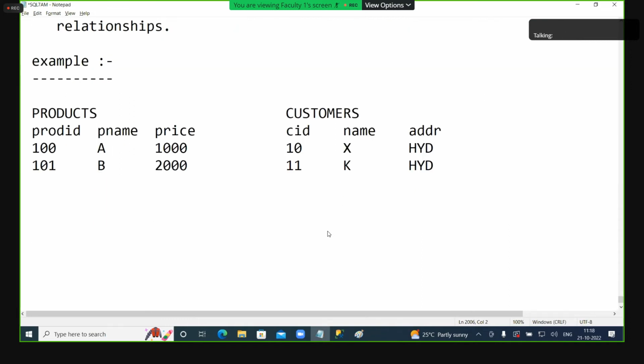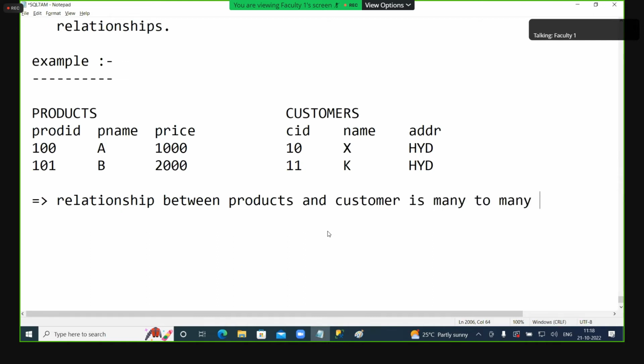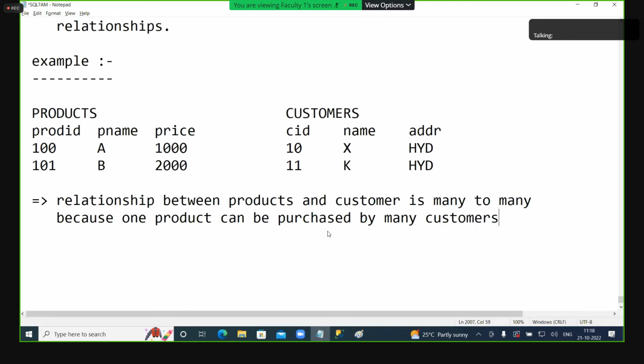What do you want here? The relationship between products and customer is what? Many to many, because one customer can purchase many products and one product can be purchased by many customers. So the relationship between products and customer is many to many, because one product can be purchased by many customers, and one customer can purchase many products.